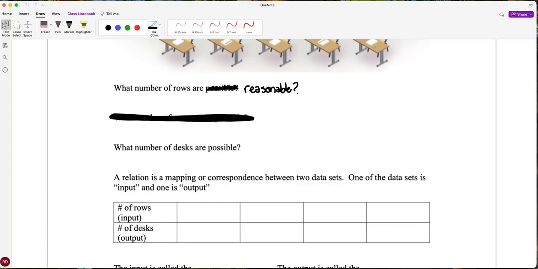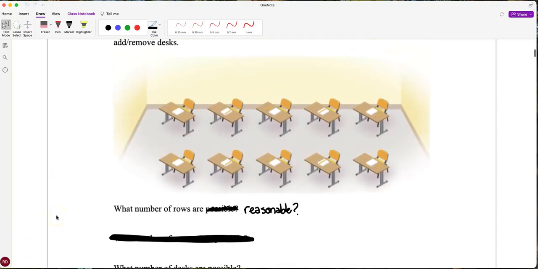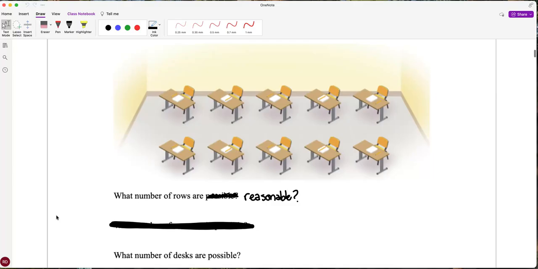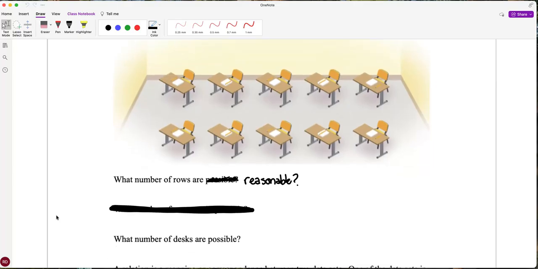Okay, let's look at this. A couple corrections here in this example. A classroom is arranged below. There are two horizontal rows of desks. Assume that you always want to have the same number of desks on each row. Okay, you're not allowed to add or remove desks. I first read this problem differently, but what they're saying is a row has how many desks? Five. Okay, so a row has 5 desks. If you look at it right here, I see a class with what? 2 rows or 10 desks.